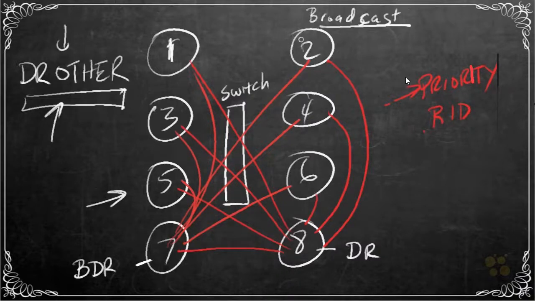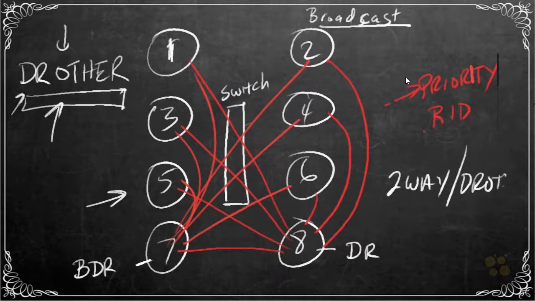So all of these devices, 1, 2, 3, 4, 5, and 6, if we looked at their interface that's connected to this common network segment, it would show a status of DROther, meaning I'm not the DR and I'm not the BDR. And if we did a show IP OSPF neighbor on these routers, like router 2, it would show that it has a full adjacency with router 8, the DR, and it would also show that it has a full adjacency with router 7, the BDR. And because we're on this common segment and R2 can see all the hello messages from everybody else, it would show something like this, two-way DROther, as its relationship with R1, with R4, with R3, R5, and R6.